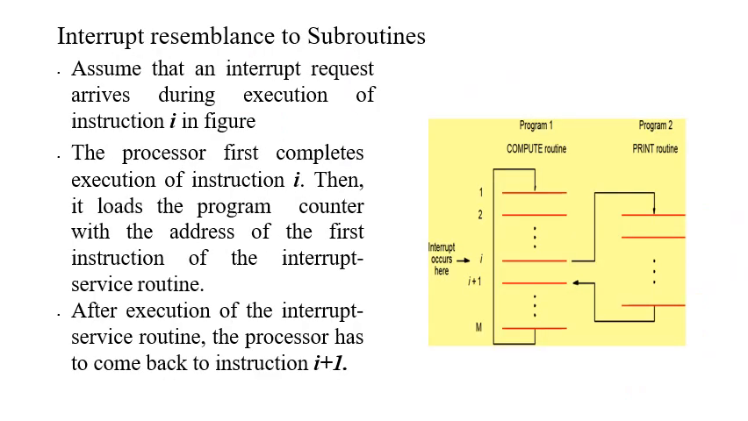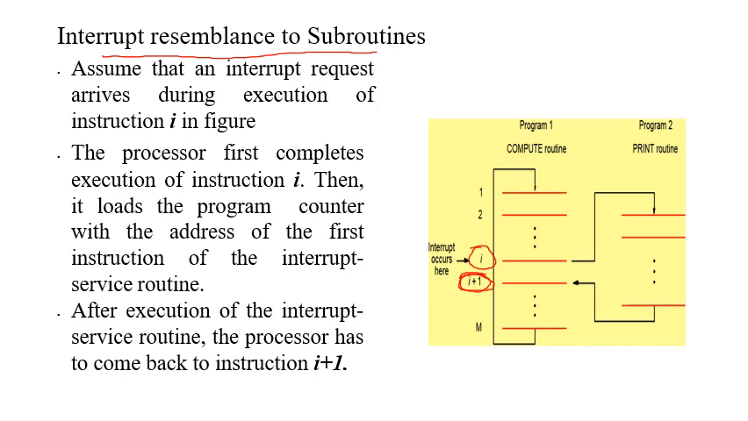This slide gives a clearer view of the interrupt, and its resemblance to subroutines. Assume that the interrupt arrives during the execution of instruction I. Here we have the instruction I. Let us assume that the interrupt occurs at this position. Now our question is, what is the instruction that has to be executed next? That is I plus 1, right? If the interrupt has not arrived after I, the instruction present in I plus 1 has to be executed.